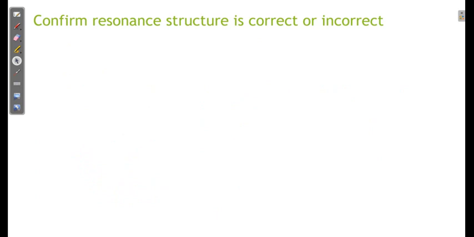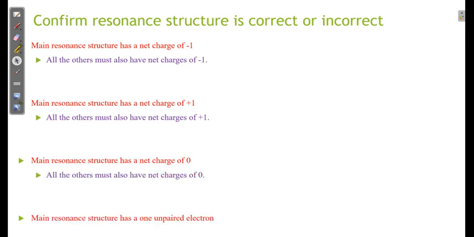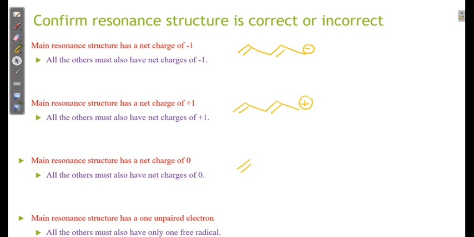Confirm a resonance structure is correct or incorrect. So here, after drawing the resonating structure, we have to confirm whether the resonance structure I have drawn is correct or incorrect. To check it, I have shown you 4 possibilities. Suppose I have this structure, suppose I have this structure, suppose I have this structure, and suppose I have this structure. So this is my parent structure.